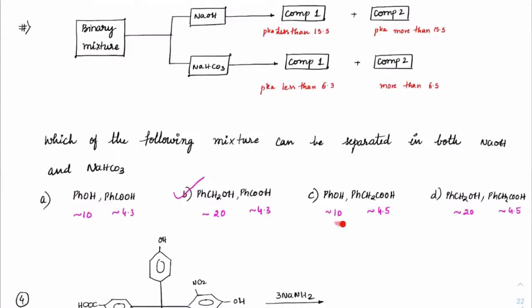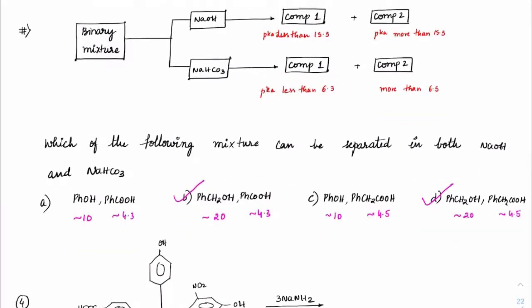Next, see this point, 10 and 4.5, which is similar to this one. It is similar to case A. So C cannot be separated. D is similar to B. So yes, this can be separated. So these two are the correct options in that question. So these types of questions are expected in JEE Advanced.